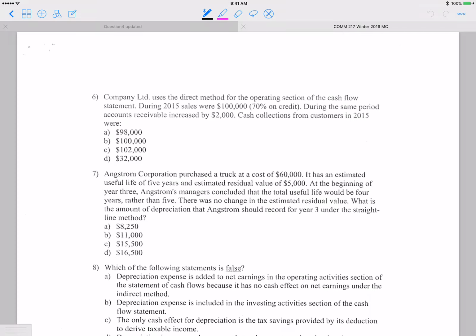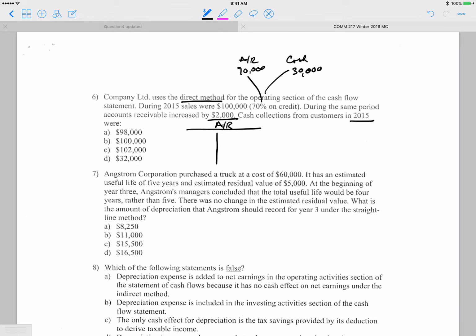Okay, this is again a statement of cash flow question using the direct method. So they're telling you that during 2015, sales were 100,000, 70 on credit, which means 70,000 AR and 30,000 cash. During the same period, the AR increased by 2,000. So they're asking you what was the cash collected from customers in 2015. Okay, well, one way to do it is to create a T account.